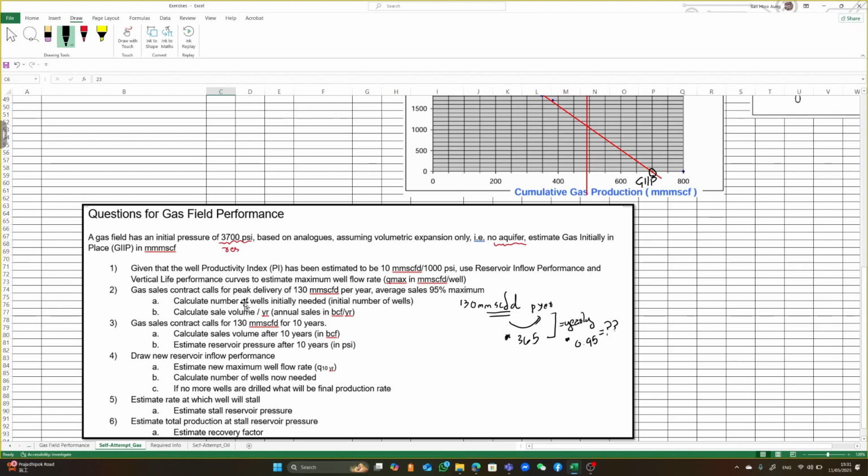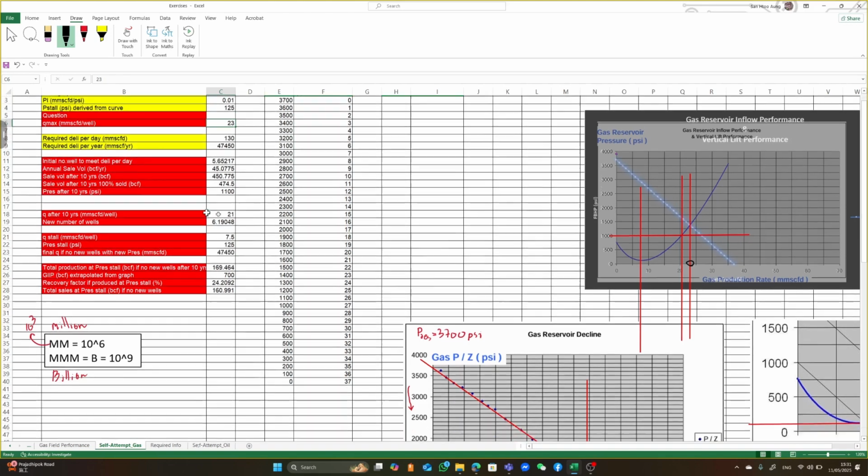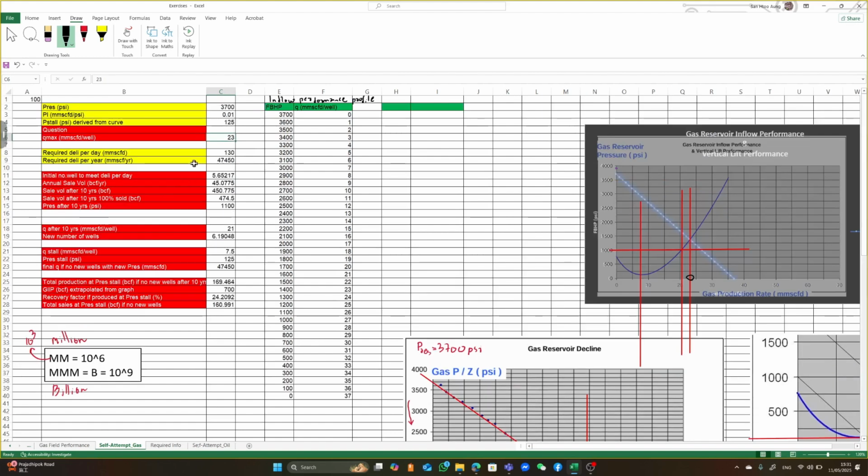So what does it actually want me to do? It asks me to calculate the number of wells initially needed, or the number of wells that we need to actually implement to make sure that we are delivering the promised amount. The required delivery per day, before we talk about per year, is 130 million standard cubic feet per day, as given in the question over here.